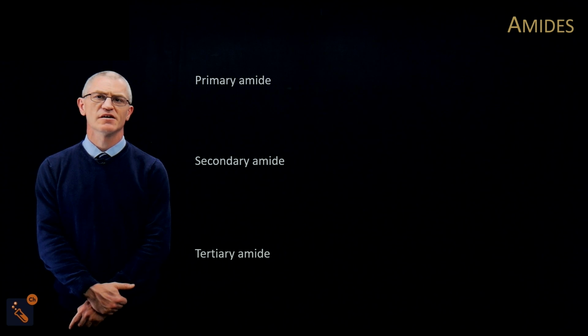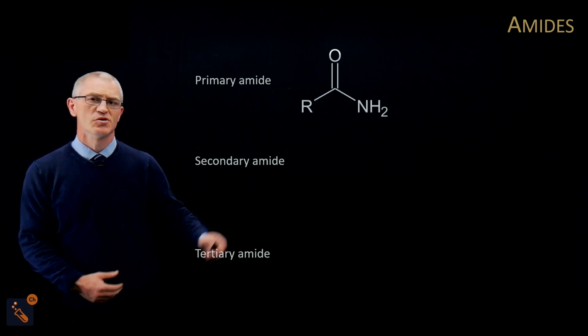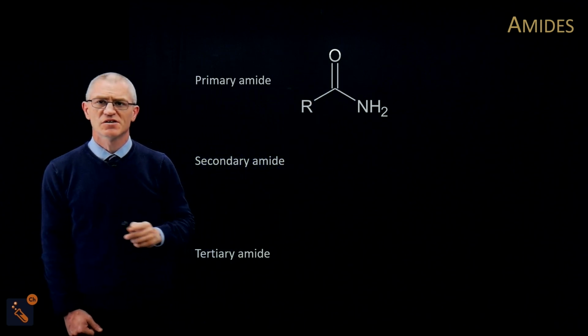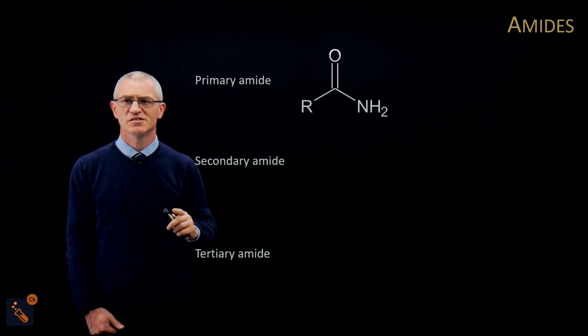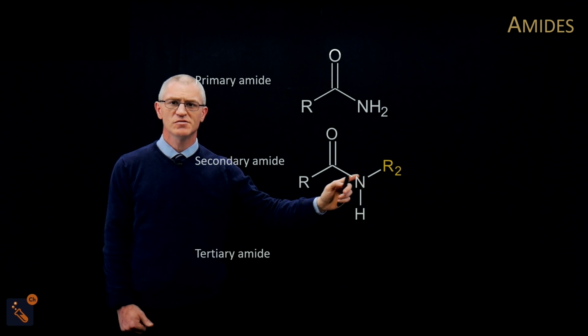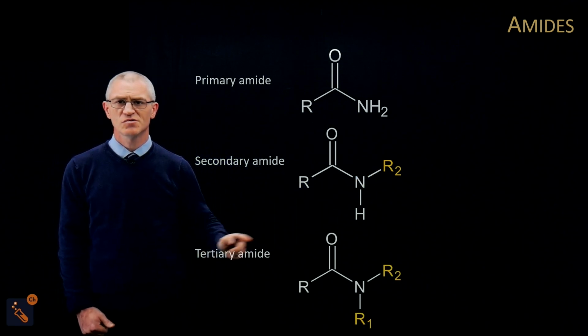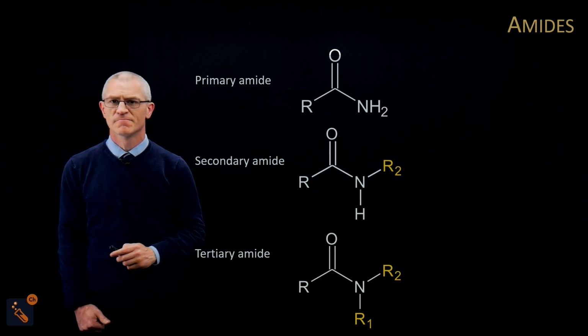Now we know how to make a primary amide, where we have the NH2 bonded to what was left of the acyl chloride. We now have to go on to knowing what a secondary amide is. Now, a secondary amide just replaces one of the H's with an R group. So here we've put R2 instead of one of the H's coming off. A tertiary means two R groups. So we've got R1 and R2 there.